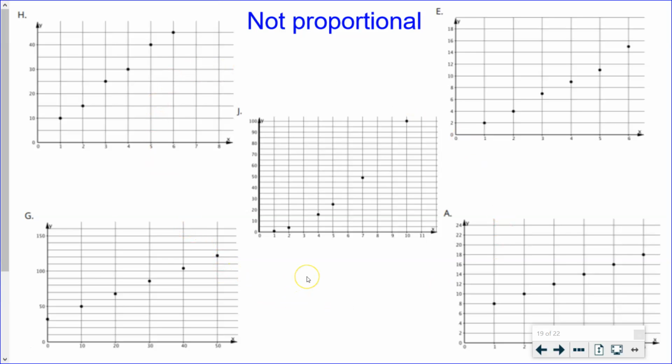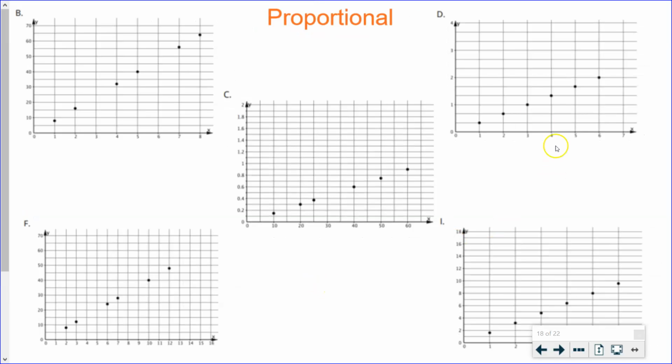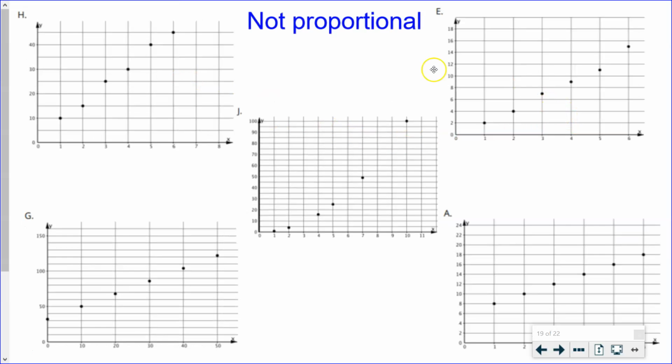Take a second with your groups and work through that. Get all of your proportional graphs and lay them out in one space. And in another spot on your table, get all of the non-proportional graphs and lay those out.